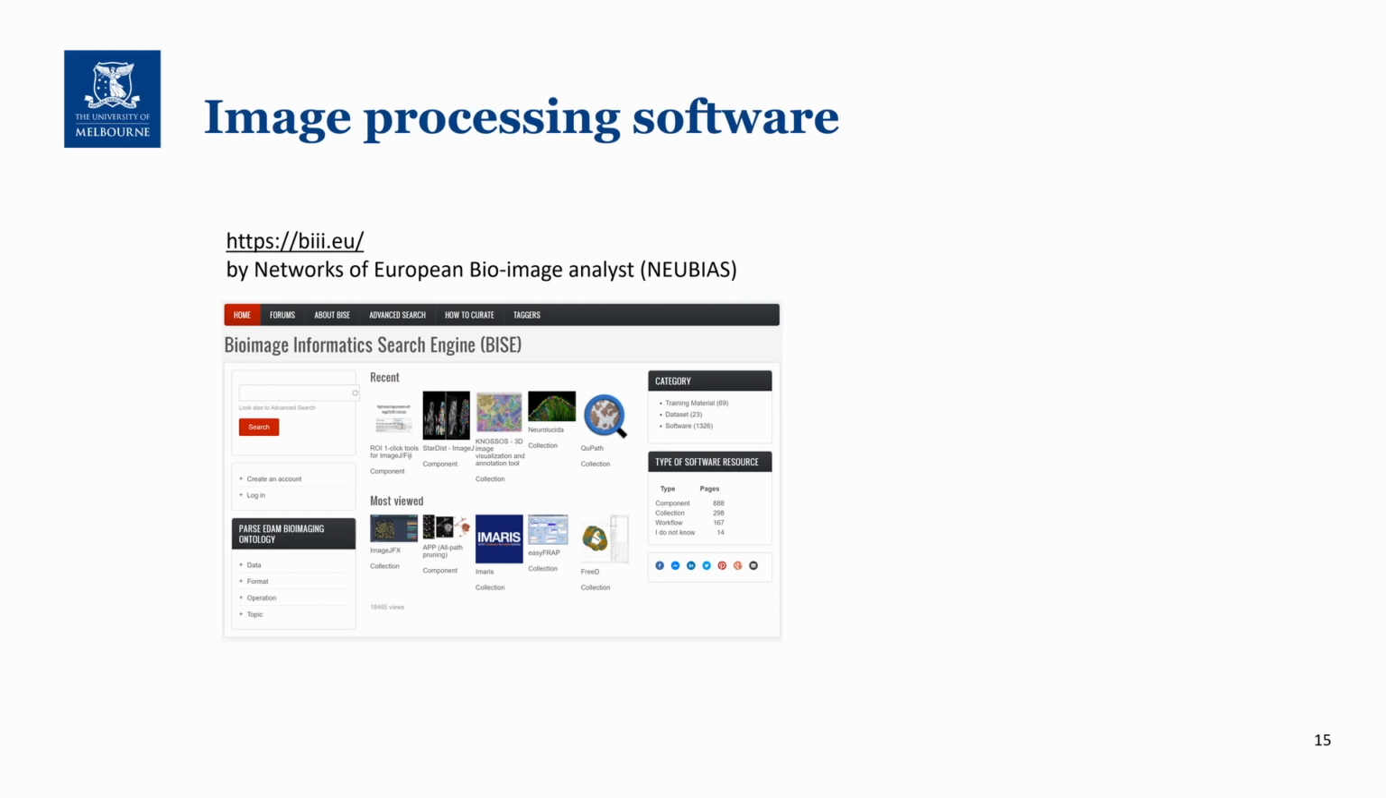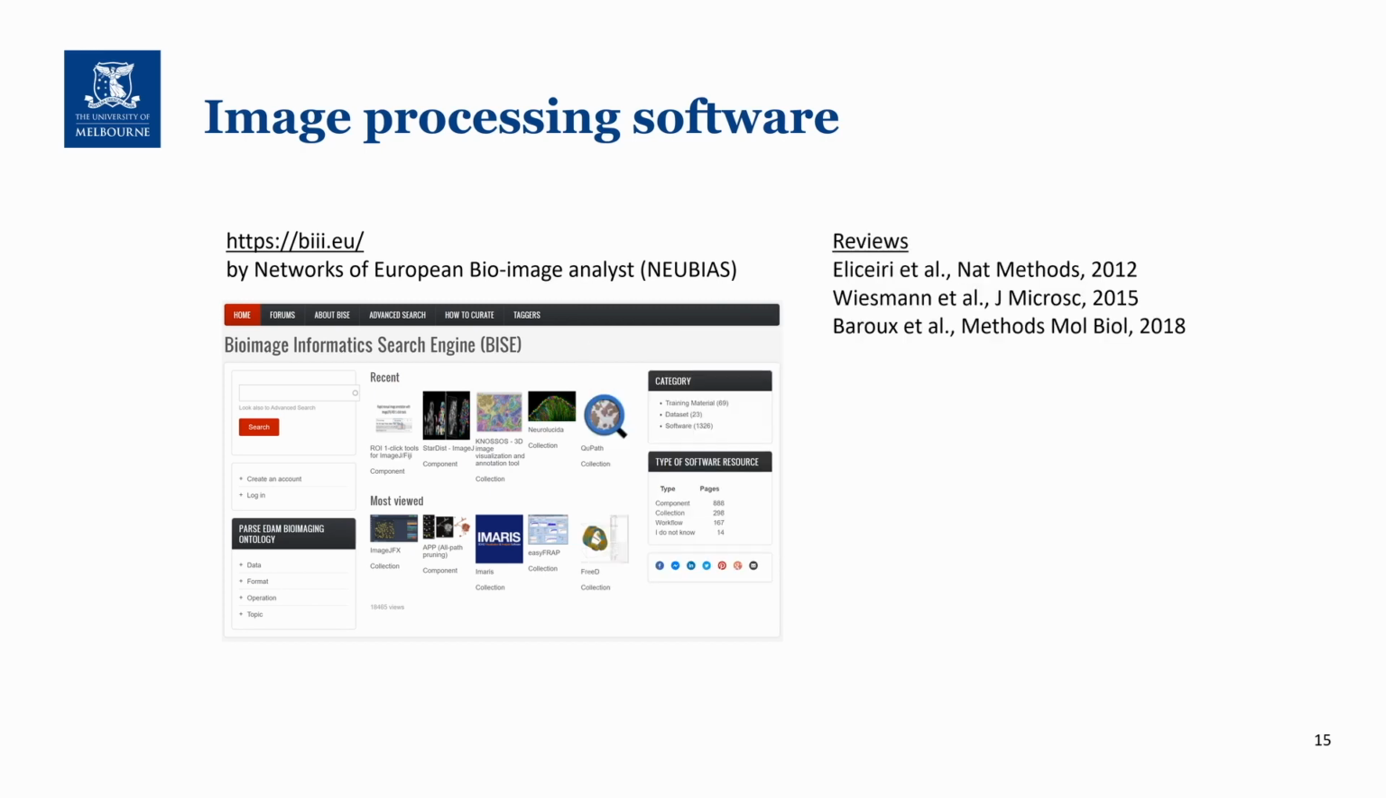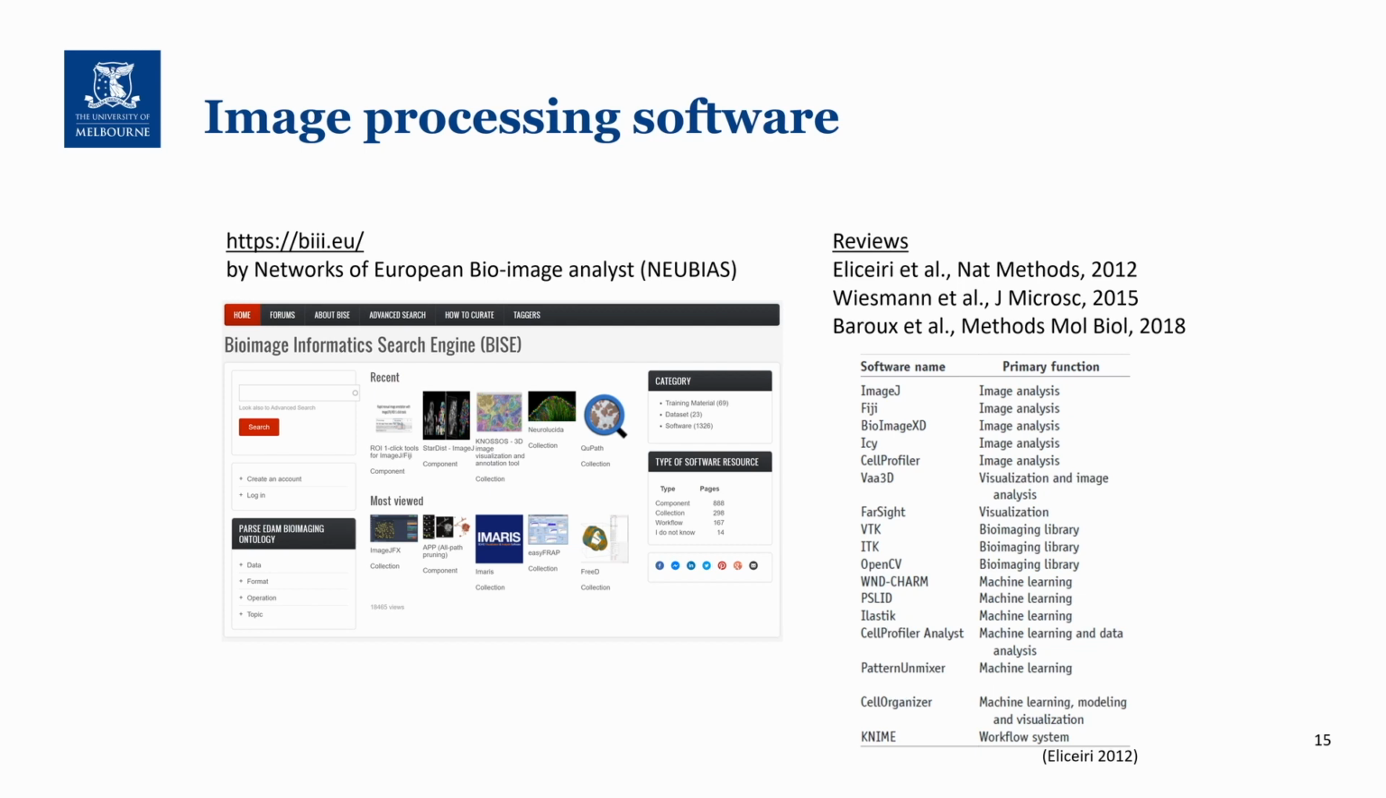There are many programs available for image analysis. This search engine and database were developed by the Network of European BioImage Analysts, which curates information about a wide range of programs. If you look at this window, you'll see that there are over 1,300 programs available as of January 2021. And you can also find reviews and papers on this site that will go into more detail about each of these programs. This table shows a list of freeware, free software that's available. However, if you're a new user, we recommend that you use ImageJ, Fiji, or Cell Profiler.